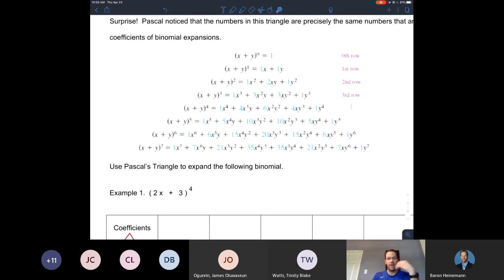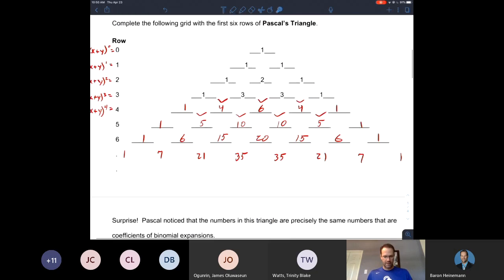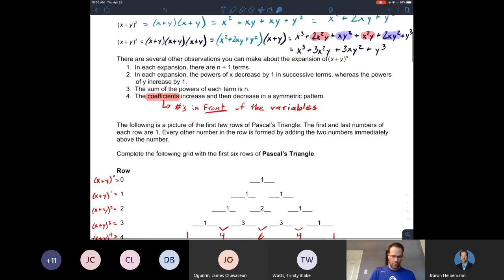The y's start at y to the 0 in the first term and then increase slowly. Y to the 0, 1, 2, 3, 4, 5, 6, and 7. If we had to expand x plus y, right now, patterns are clear. Hopefully you can see them. These 4 observations are listed again in the notes. You can go back and review them and have them on hand.